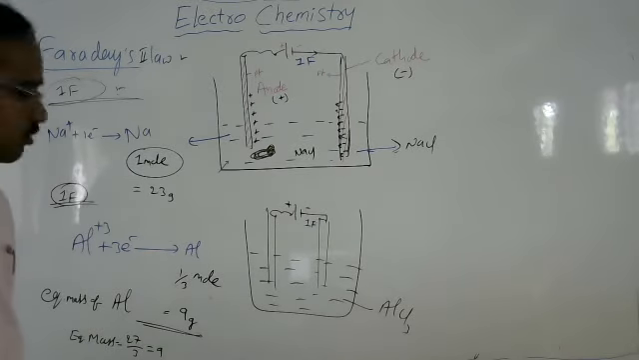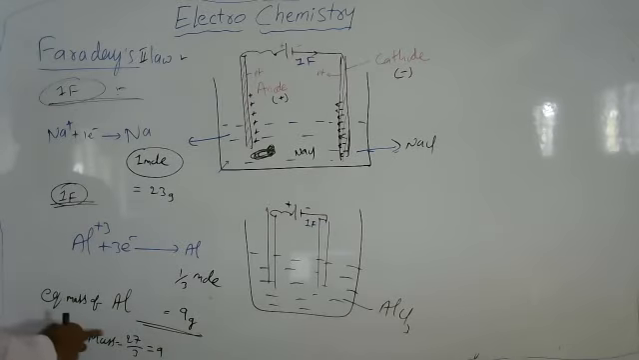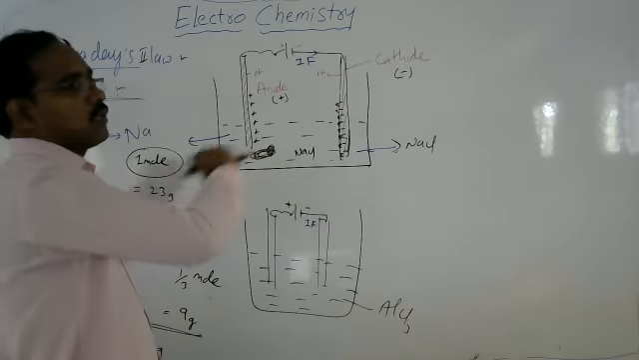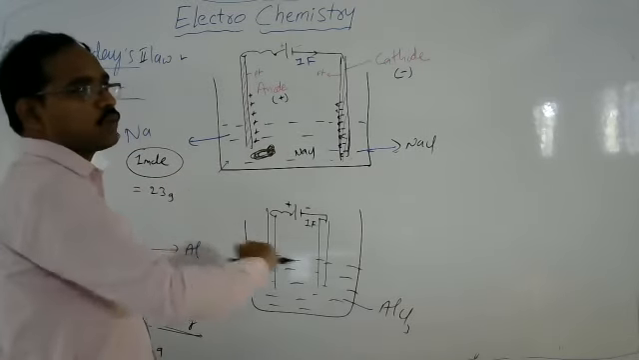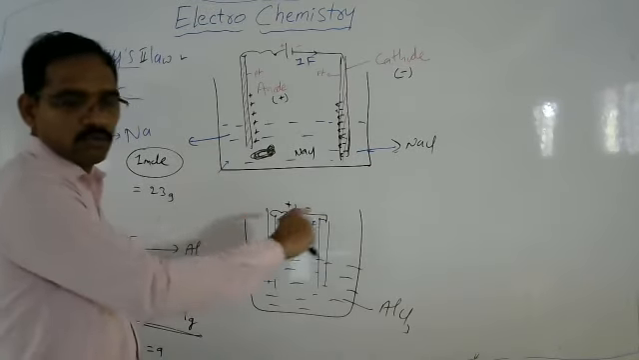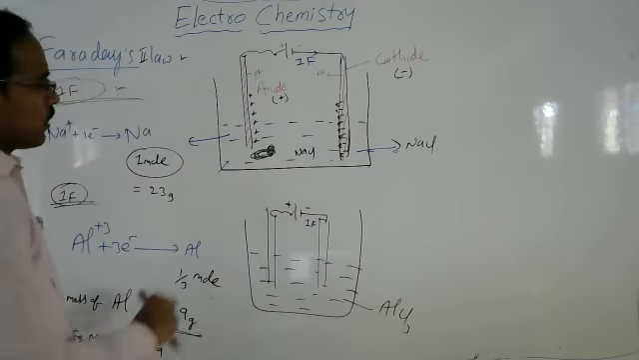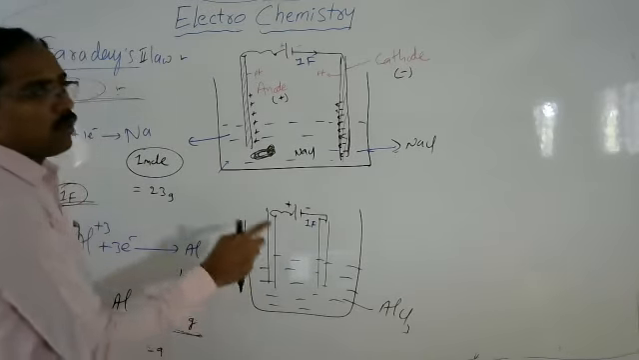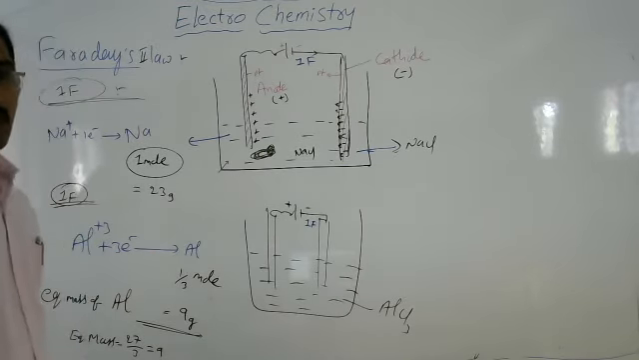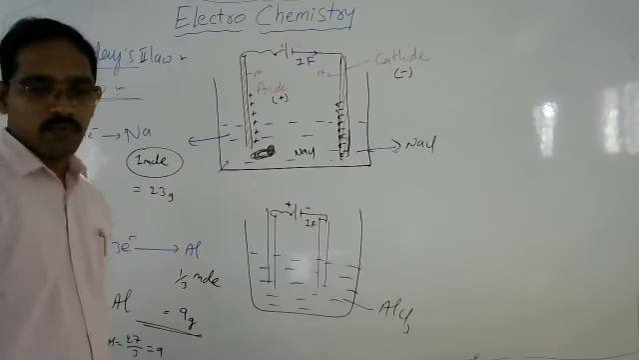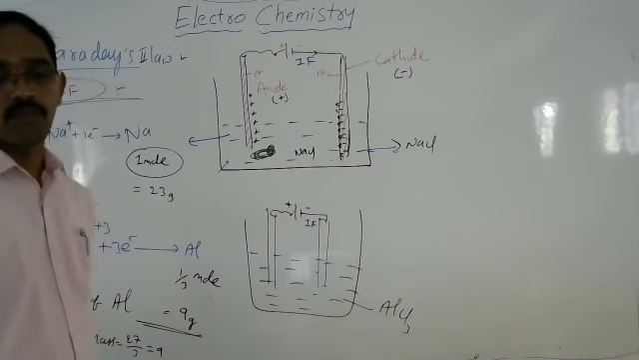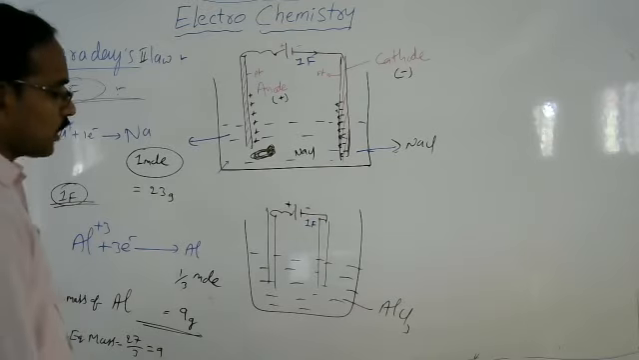Okay, so the final conclusion is, if you send the same amount of electricity through different solutions, the depositing amount of the metals is directly proportional to their equivalent mass ratio. Equivalent mass ratio.